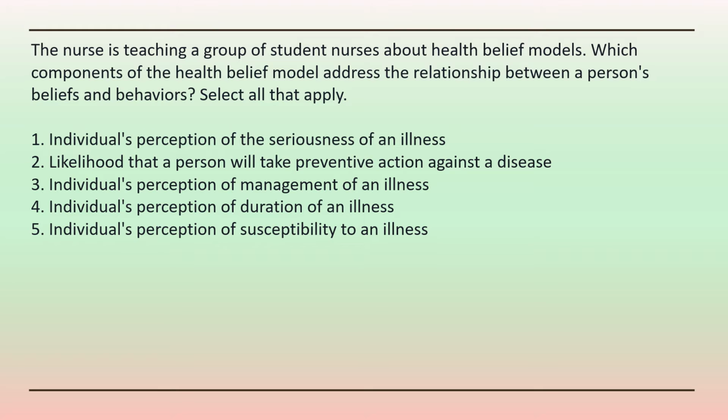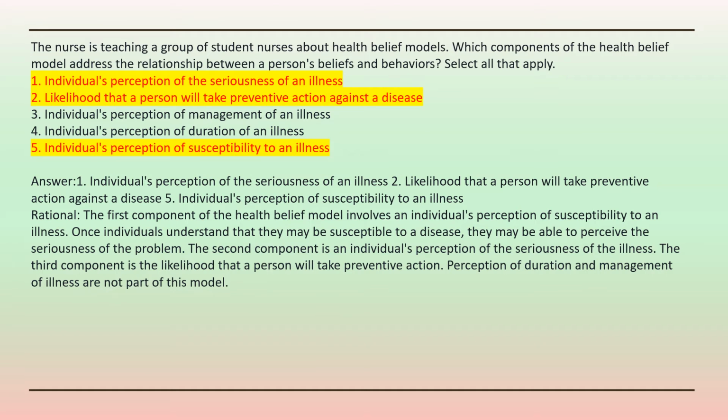3. Individual's perception of management of an illness. 4. Individual's perception of duration of an illness. 5. Individual's perception of susceptibility to an illness. Answer: 1. Individual's perception of the seriousness of an illness. 2. Likelihood that a person will take preventive action against a disease. 5. Individual's perception of susceptibility to an illness.